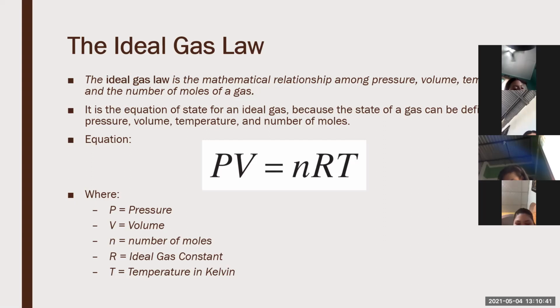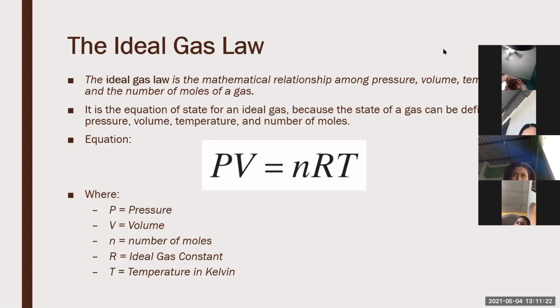So, what is the ideal gas law? It's a law that is based on the principle that your gas could act ideally. The ideal gas law is the mathematical relationship between pressure, volume, temperature, and number of moles of a gas. It is the equation of state for an ideal gas because the state of a gas can be defined by its pressure, volume, temperature, and number of moles. The equation that we are talking about is the one that you see over there.